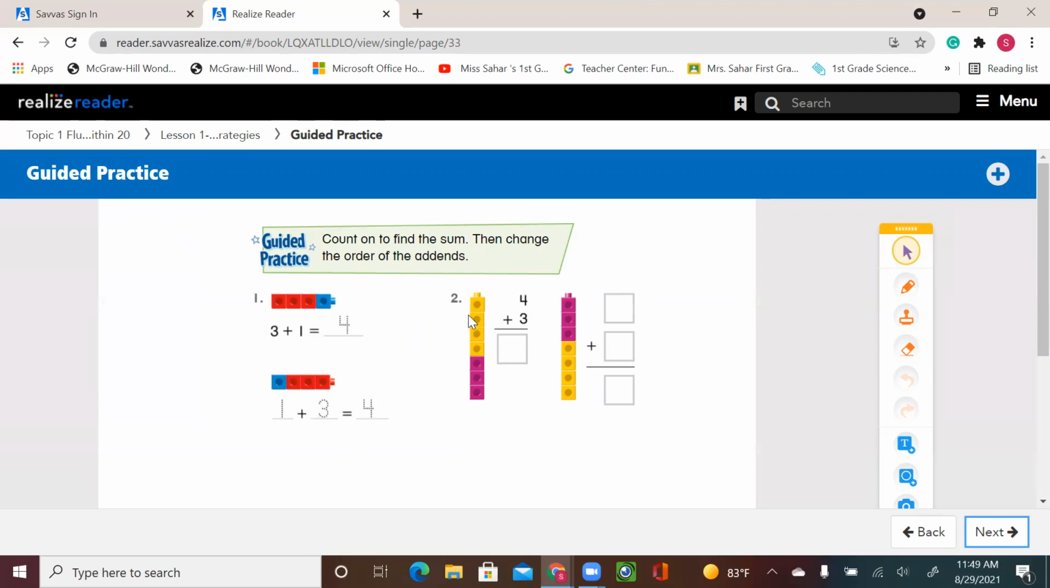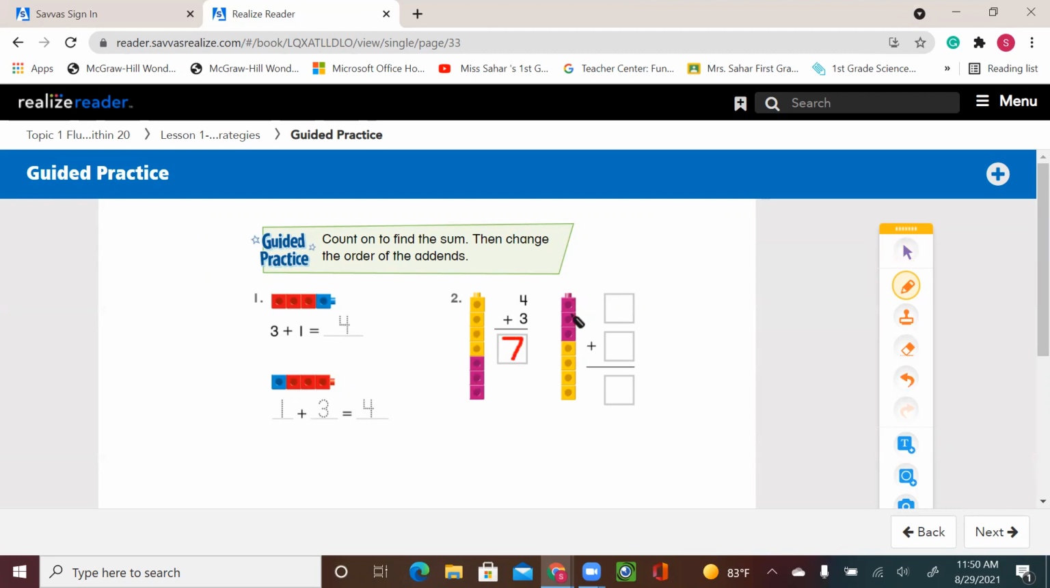Let's put them in a different way. I have 4 yellow counters. I put 4 first, and then I have 3 purple counters. So if I add my counters or my cubes, after 4, 5, 6, 7. My answer will be 7. I'm going to write 7 here.